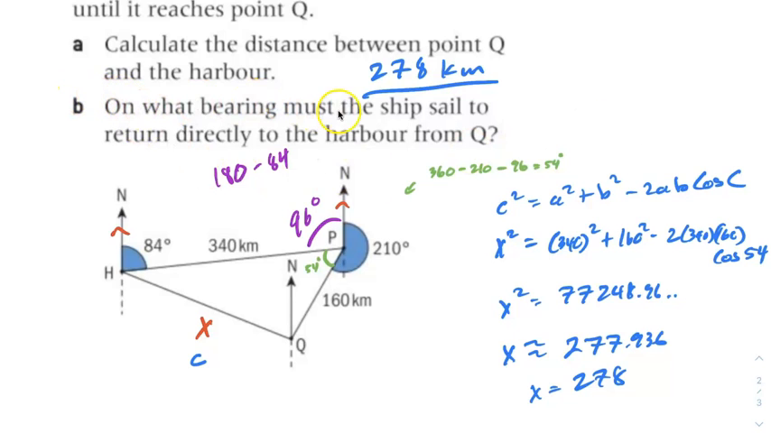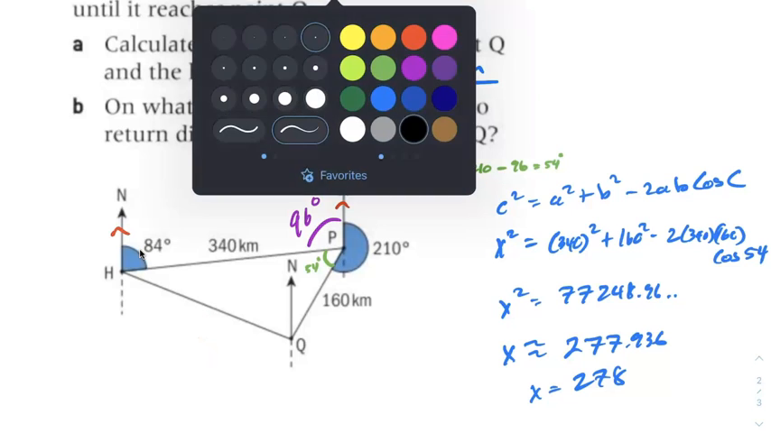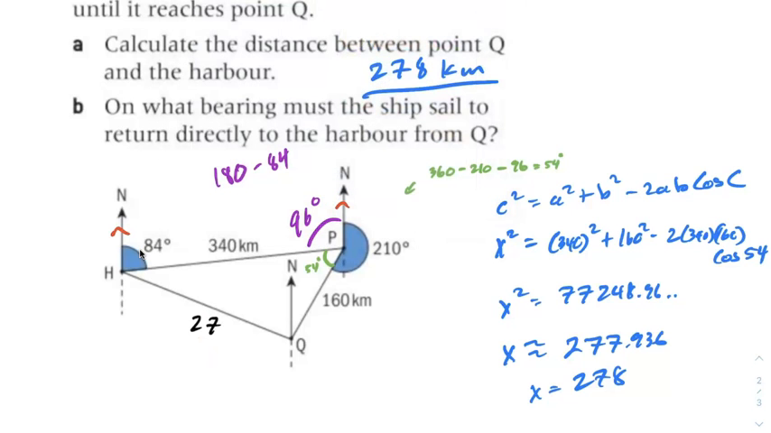Okay, next part. On what bearing must a ship sail to return directly to harbor from Q? So we're right here, and we want to go right back to the harbor. So a couple things. Let me erase this. I know what that is now. So in this case I need it, write 278. And since that's an answer, I could use that. I don't have to use the answer from my calculator. Since that was an answer for A, I could use that for the rest.